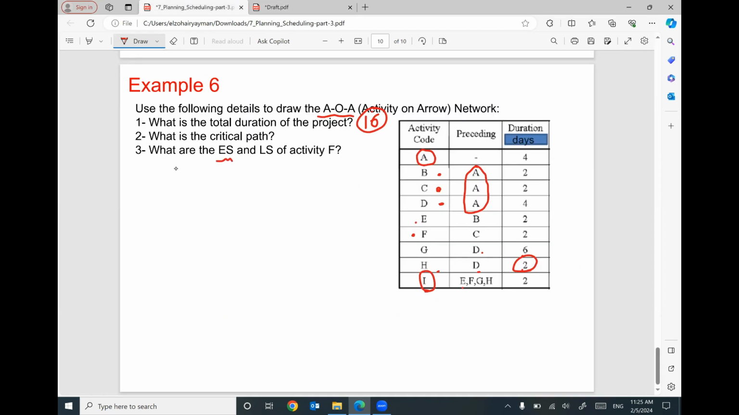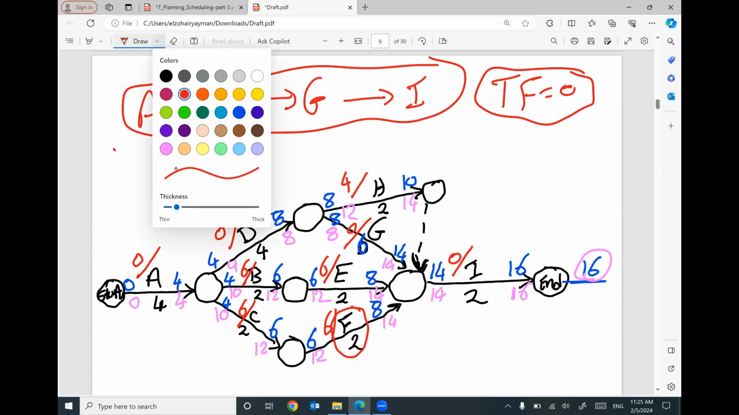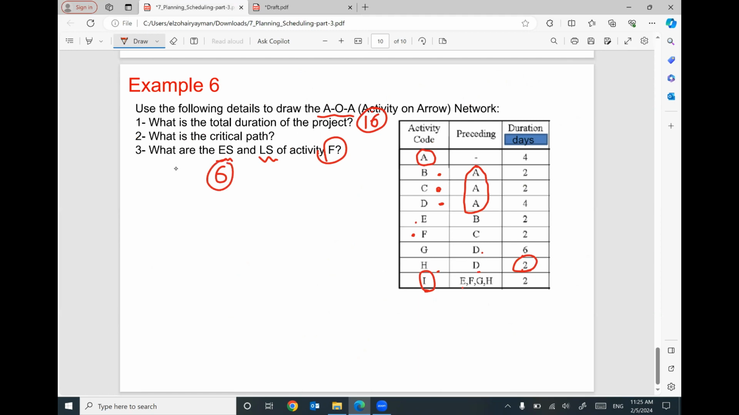What is the early start and late start for activity F? Where is activity F? Here is activity F. So the early start for this activity will be 6, this one. The late start for this activity will be 12, this one. So we have 6 and 12.